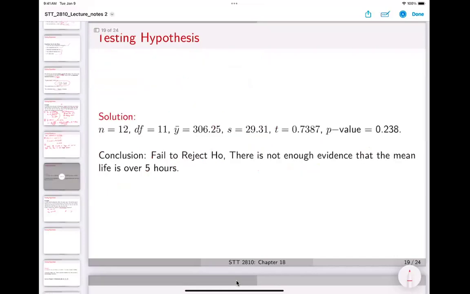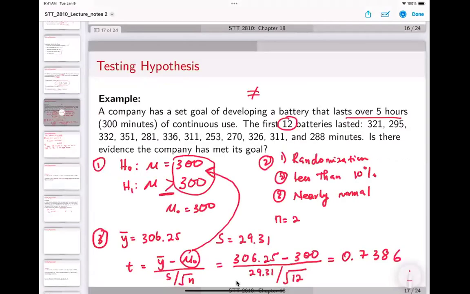So you can see this is how I concluded here. So we fail to reject H naught. There is not enough evidence that the mean life is over what? 5 hours. So that is how to make the conclusions. Now, the other way we want to do this is to do everything in StatCrunch. Is that okay? Good. So we've done this manually. Let's try to do everything in StatCrunch. So let's go to StatCrunch.